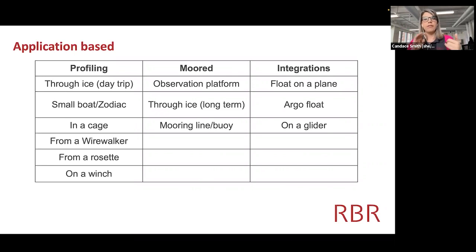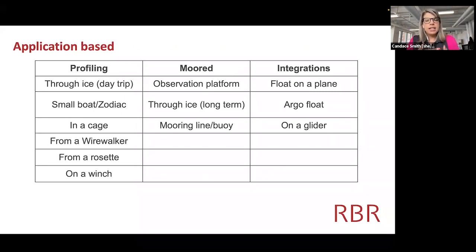So we saw the example at the very start through ice. So it's like a day trip. You're just going out, doing a profile, moving along. A small boat or Zodiac, again, maybe you're doing a whole series of stops. When you put it in a cage, typically you're deploying it. Often cages are used on bigger vessels so that as it's going down, it's not kind of smacking on the side. A wire walker, because it's doing this like clean profile on the way up, that is a profiling application. And typically from a rosette, so that's a very common big ship deployment that, you know, the rosette is going down, you're getting a clean profile on the way down. And then on a winch, again, a nice clean profile on the way down. It could be, you know, a lot of these are in conjunction with something else. So, you know, if it's on a rosette, you're really doing it on a large ship.